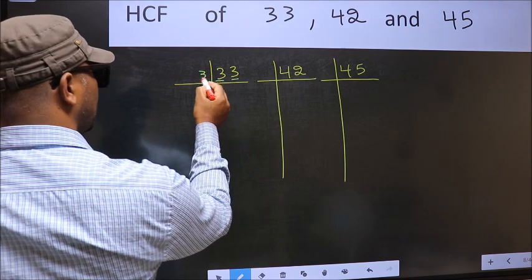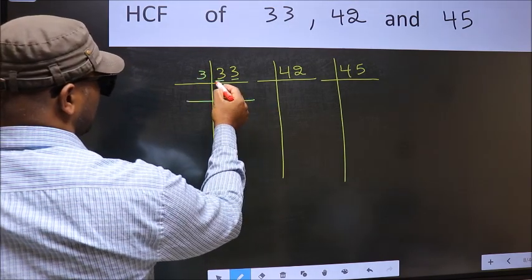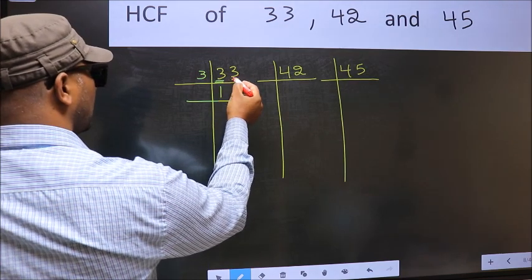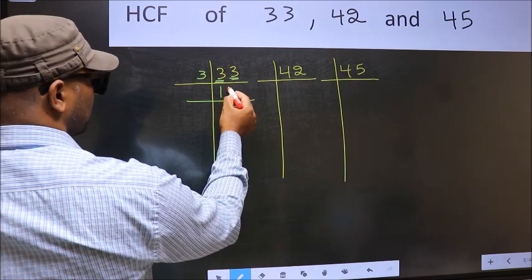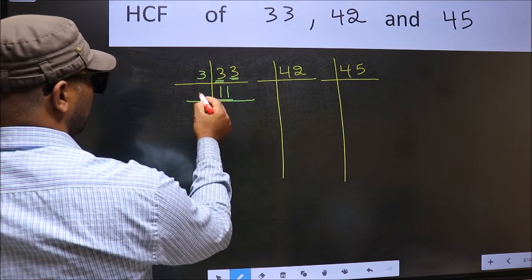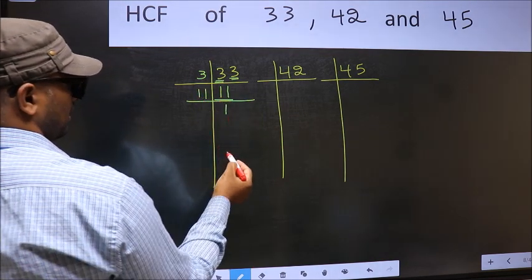So take 3 here. First number 3, when do we get 3 in 3 table? 3 ones 3. The other number 3, when do we get 3 in 3 table? 3 ones 3. Now here we have 11. 11 is a prime number, so 11 ones 11.